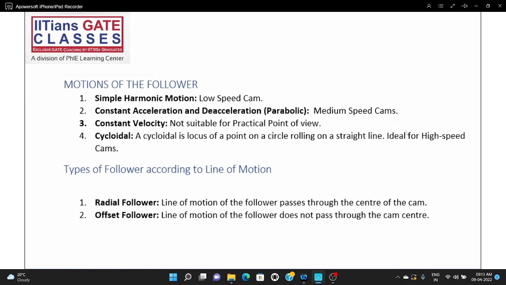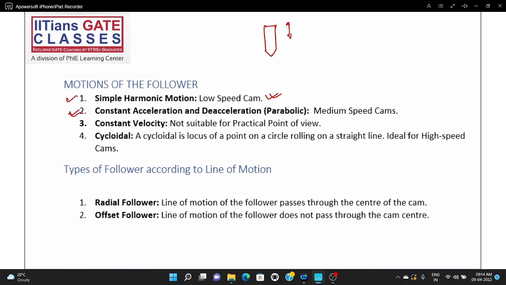Apart from this, we'll see the motion of the follower. What are the different motions of the follower possible? This is definitely dependent on the cam profile. How we design the cam profile, similar motion will be imparted to the follower. The different motions possible are simple harmonic motion, which is generally used for low speed cams. Please remember all these points.